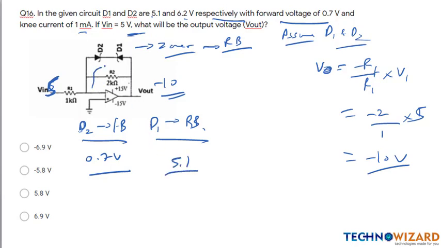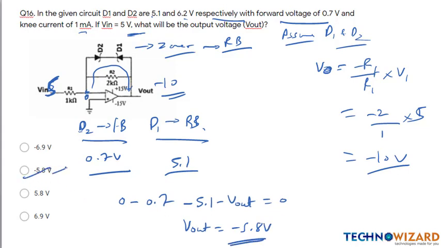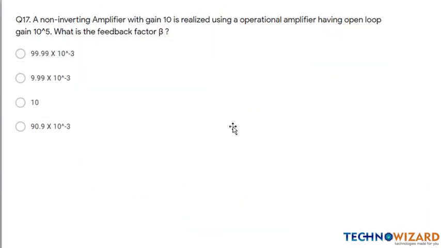On applying KVL in this loop, according to the virtual ground theory of the op-amp, this potential is 0 volt. Now applying KVL, I will get 0 minus 0.7 minus 5.1 minus V output is equal to 0. From here I can find the output voltage, V output is equal to minus 5.8 volt. Option B is the correct answer. These types of questions are very important from the ISRO point of view. Next question, question number 17.